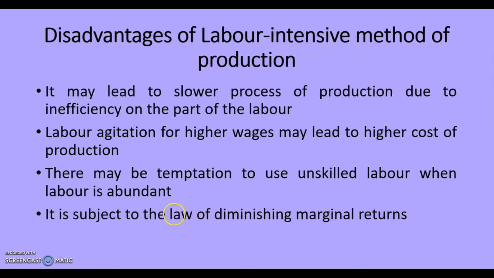Then it is subject to the law of diminishing marginal returns. The use of labor is subject to the law of diminishing marginal returns. This is where, when you employ more labor to work on a fixed factor, which is land, eventually there will be a decline in whatever you are producing. In other words, your marginal productivity will diminish. Why? Because a variable factor, which is labor, is constantly working on the fixed factor. So your productivity, or your efficiency, or your marginal product will diminish due to the law of diminishing marginal returns.